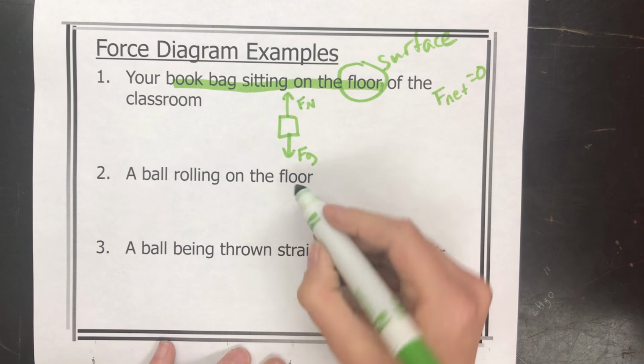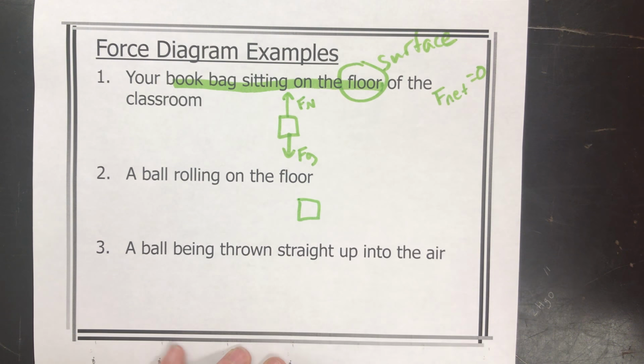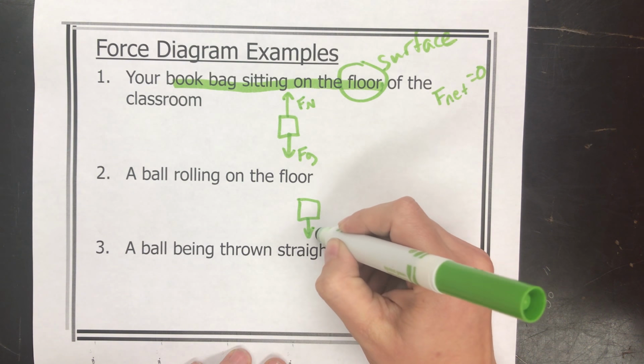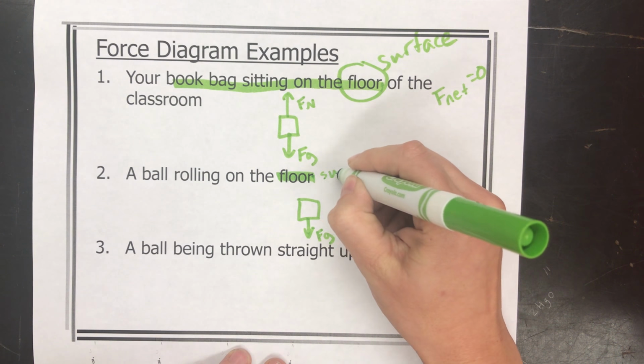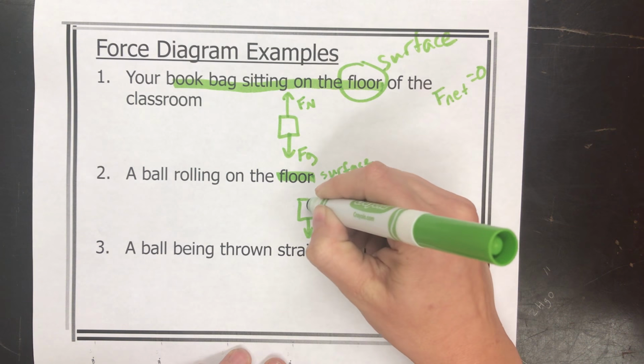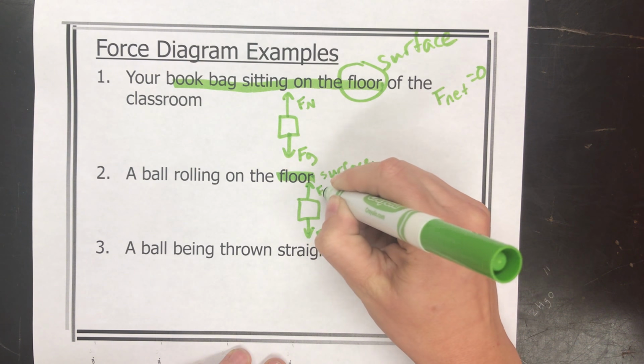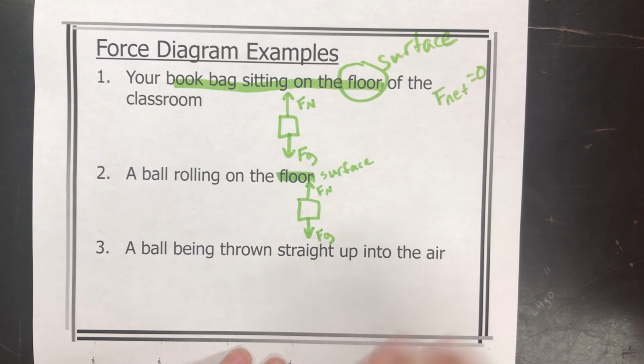Now, let's talk about this one. A ball rolling on the floor. Again, I don't care if it's a ball, you're going to put a box. So let's go through the same thing as the last one. What does every object have on it? And that's going to be gravity. So you're going to write Fg. Okay, now it's on the floor, so it's on a surface again. So since it's on a surface, you're going to have Fn, that normal force. Anytime there's a surface, there has to be a normal force.